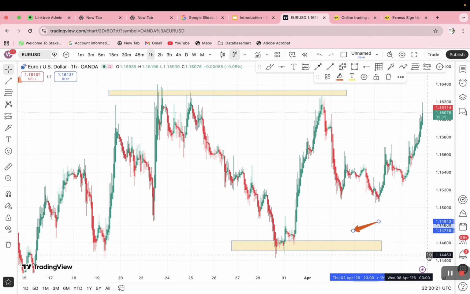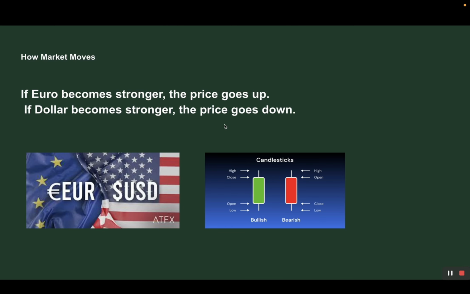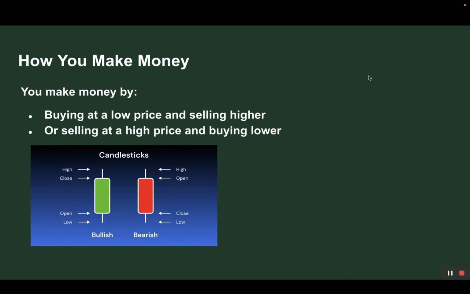All right, let me go back to the presentation again right now. You can see, I think you have already understood this particular area. So let's move. Can you see how you can make money? How can you make money? I've already shown you buying at a lower price and selling higher, or selling at a higher price and buying lower. I've already covered this area for you, but let me repeat it because this is a class so that you can understand what is Forex.